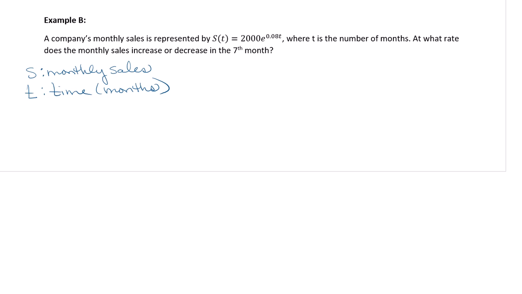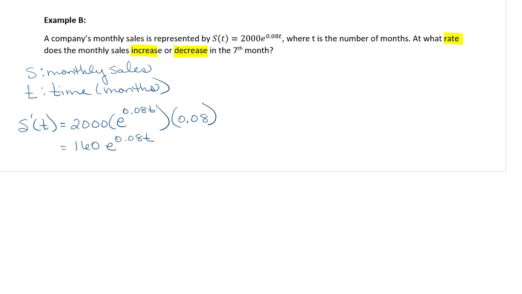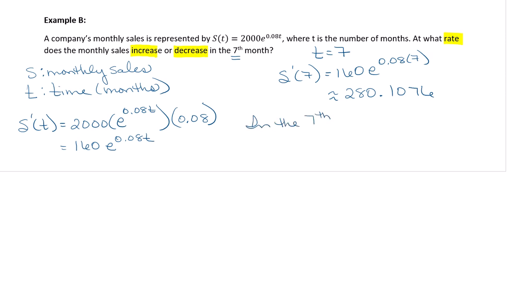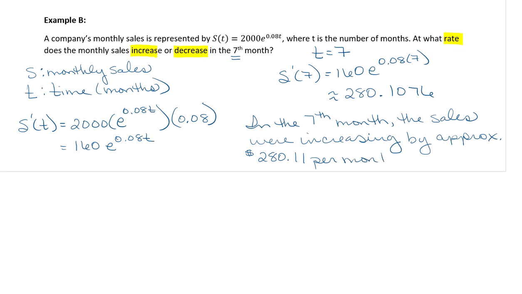Well, in order to find the rate of increase or decrease, remember increase or decrease, this is our hint as well as the word rate, that we're looking at our first derivative. So if we take the first derivative of our function, we would get 160 times e to the 0.08t. Well, they're asking us for a particular month, the 7th month. Plugging in 7, we will get 280.1076. This can be interpreted as, in the 7th month, the sales were increasing by approximately $280.11 per month.